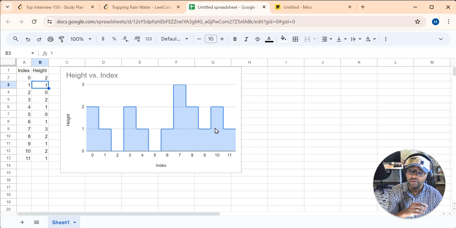So here's the approach. We start with a left pointer and a right pointer, or left index and a right index, which are at the beginning and the end of the array. We take the smaller of the two towers. It will be evident why we do that in a minute. And we calculate how much water can be trapped at that index first, and then we increment. So in this case, the smaller of the two is actually the last index, so we'll calculate how much water can be trapped here.